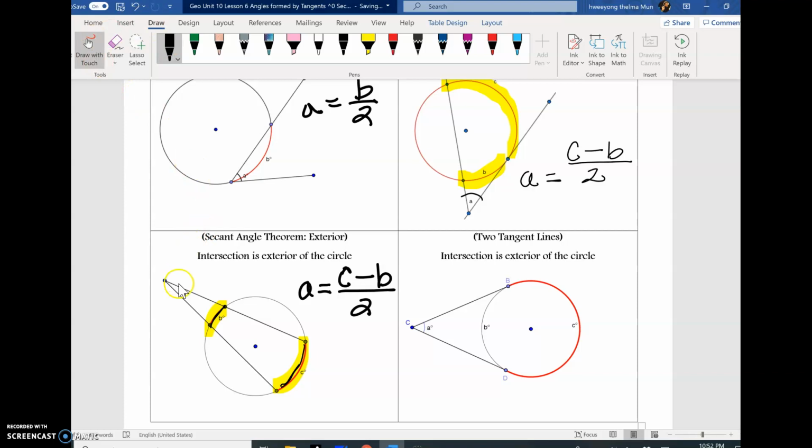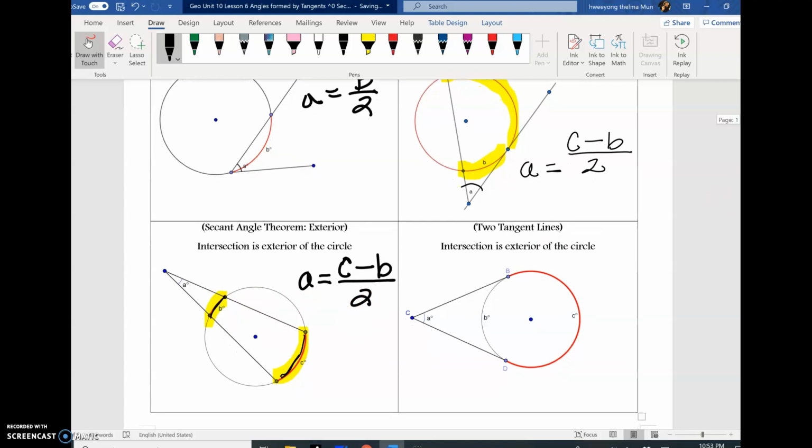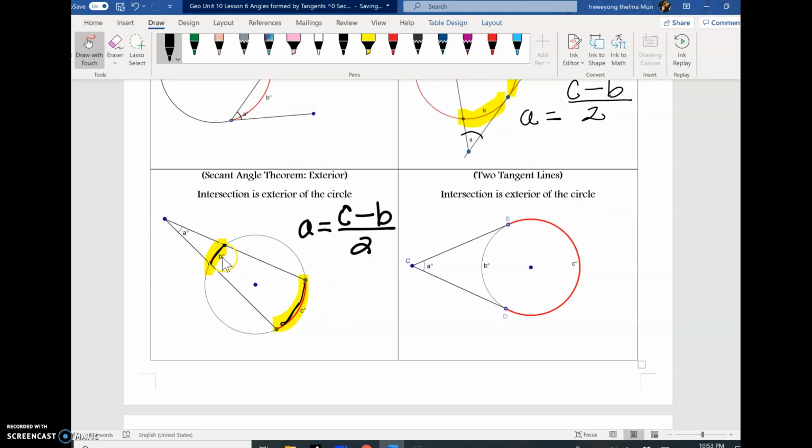If you notice, these are 2 secants. Now there are other arcs that are part of the circle here, but you don't need them. You only need those 2 intercepted arcs. Later on, you're going to see other application problems where you're going to have to figure out the arcs of all of them, but you'll see it later.